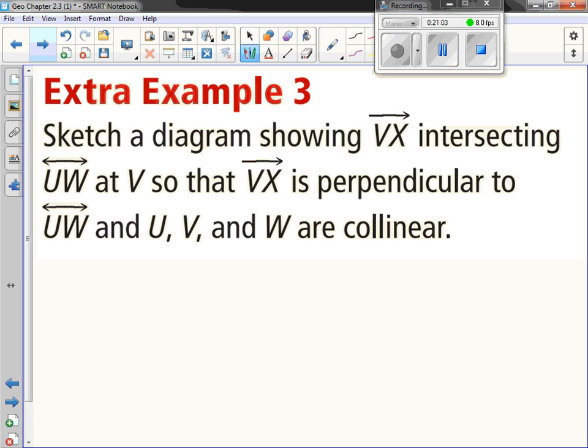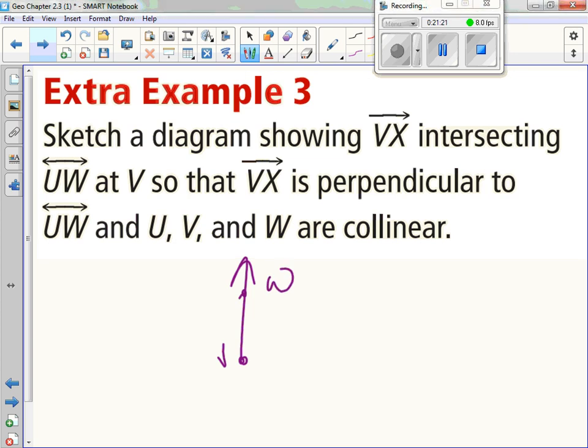Sketch a diagram showing ray VX intersecting UW at V, so that VX is perpendicular to UW. So we have a ray. I'm going to draw it straight up. V, some point up here is W. Intersecting line UW at V. Oh, I was wondering why that made no sense. This needs to be X.